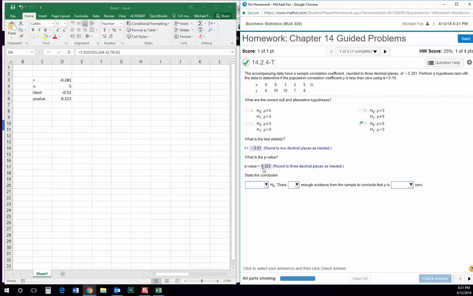And then we have to do a conclusion. This can get really confusing because it's easy to sort of talk yourself into it. So if I look at this, my probability here is 0.323. That's the probability of having a t-test statistic of negative 0.51. My alpha is only 0.1. So if my p-value is greater than my alpha, what that means is that I am not going to reject the null hypothesis, because there's not enough evidence to conclude that our population correlation coefficient is less than 0.